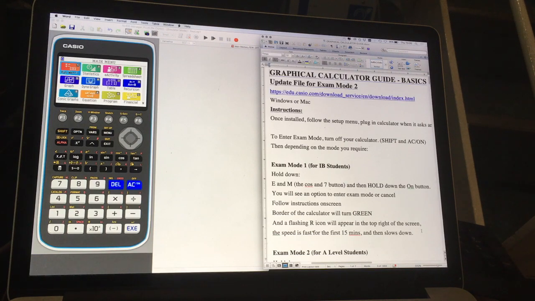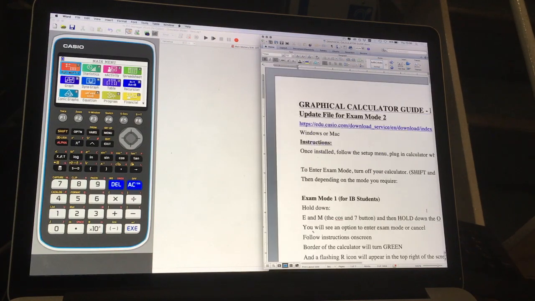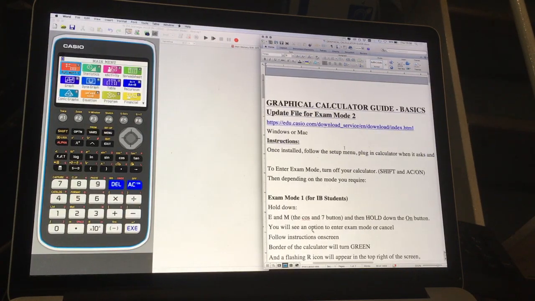Your calculator comes as a default with the IB exam mode, which is fine, and you could use that for your A-level exams as well. But exam mode 2, which is specifically made for A-level students, is slightly better. How you install that is all on that document. If you click that link, it'll bring you up to the website. You've got to install something, and then it's just like updating your iPhone OS. So plug it in, update the software, and then you'll have exam mode 2.